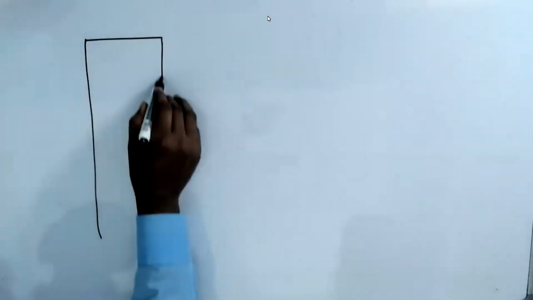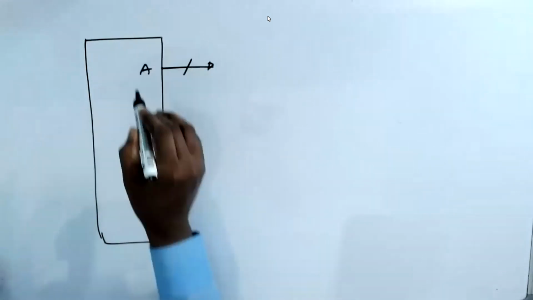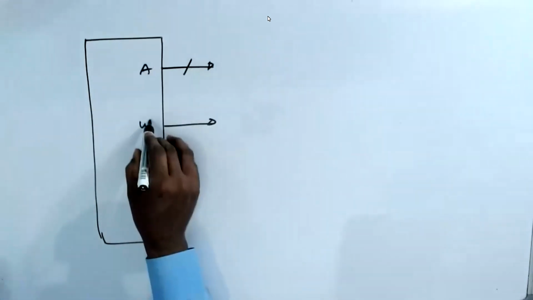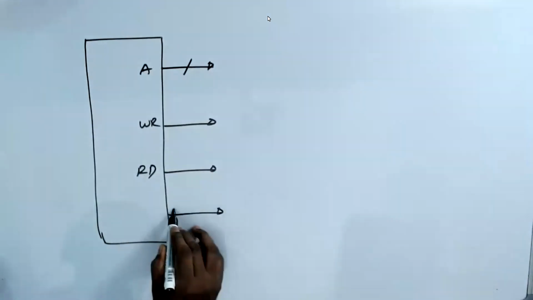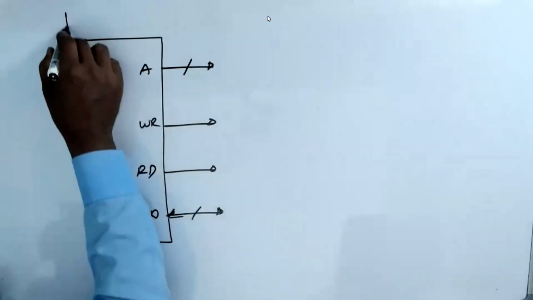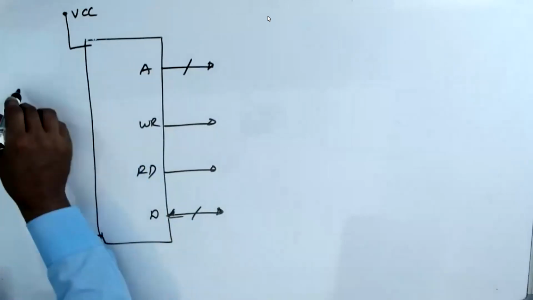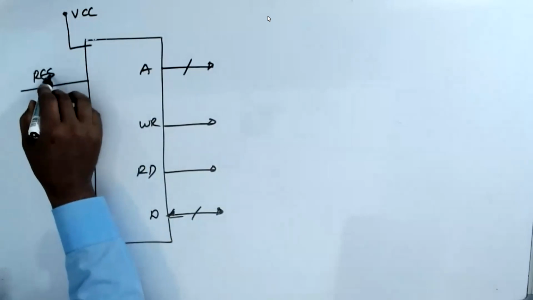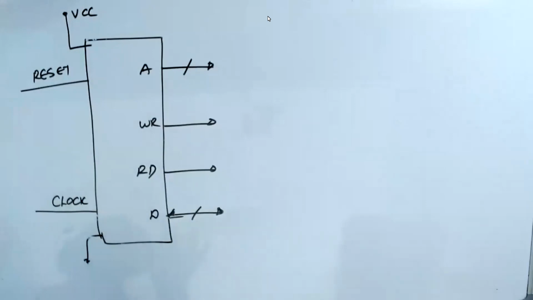The rule of thumb is that all microprocessors in the world have address lines, write, read, and data. That's it. Then you give a power supply, you give a reset signal, and you give a clock. That's all microprocessors.